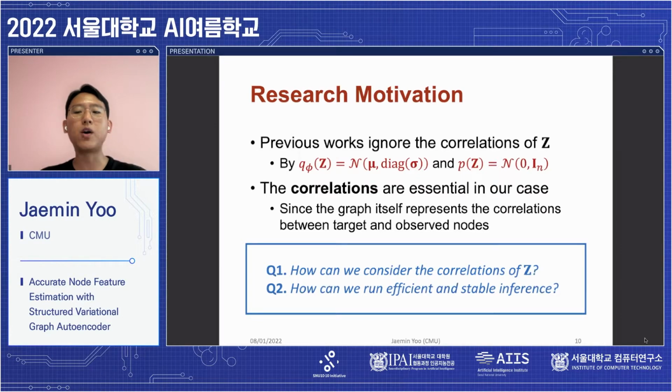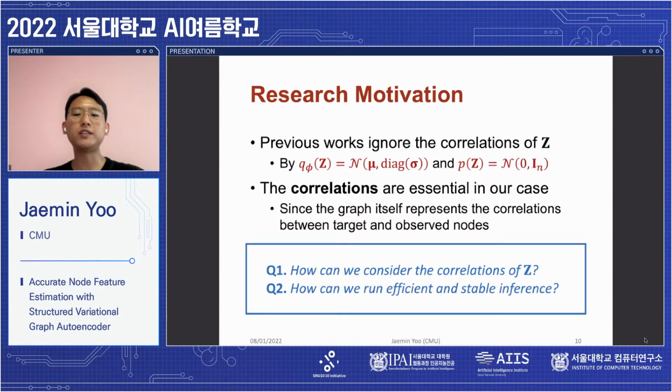But the difference of our work from previous works is that the correlations in Z are essential to solve the problem. This is because the given graph itself represents the correlations between target and observed nodes in the graph, so we cannot solve the problem if we ignore the correlations in the latent variables.